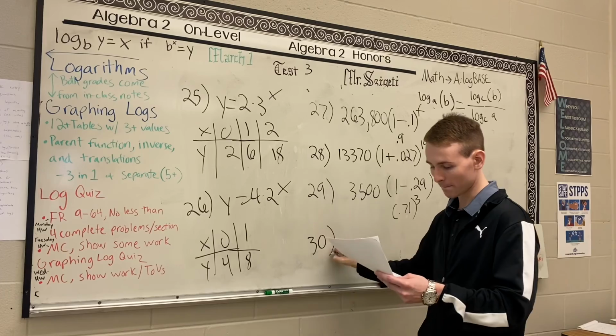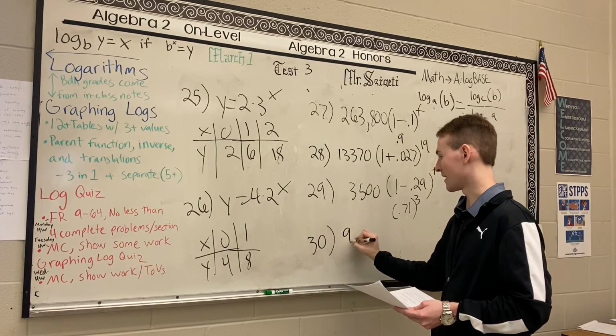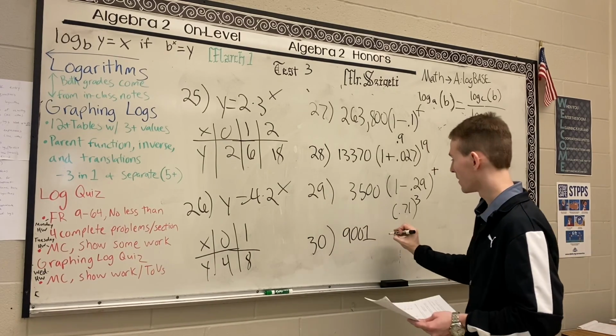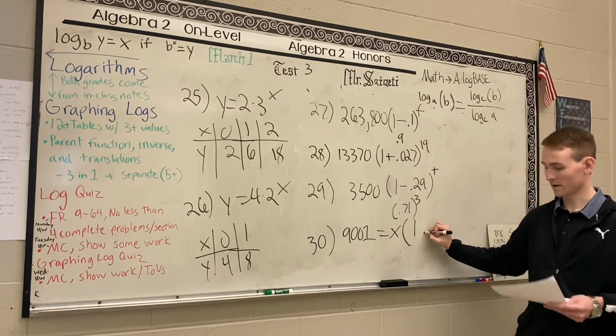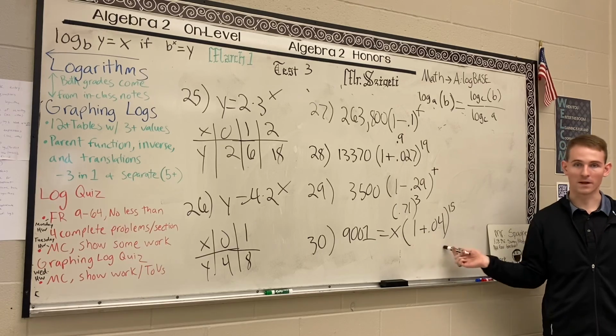And then for 30, you would have to set it up in order to have over $9,000, you would have to solve for some value X, the initial amount, 1. You divide both sides by this part here in order to get your answer.